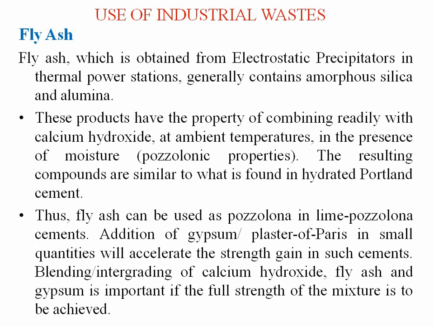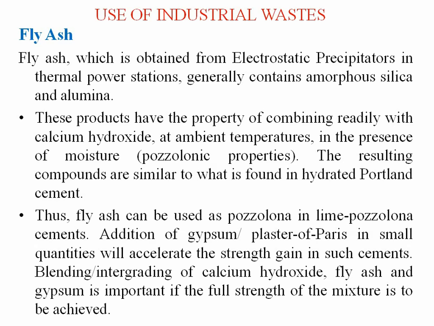In the first video session of module 3, I discussed fly ash, and also in the second video session, on lime pozzolanic cements, I discussed it in detail. So once again we'll go through this in brief. Fly ash is obtained from electrostatic precipitators in thermal power stations, and generally contains amorphous silica and alumina.